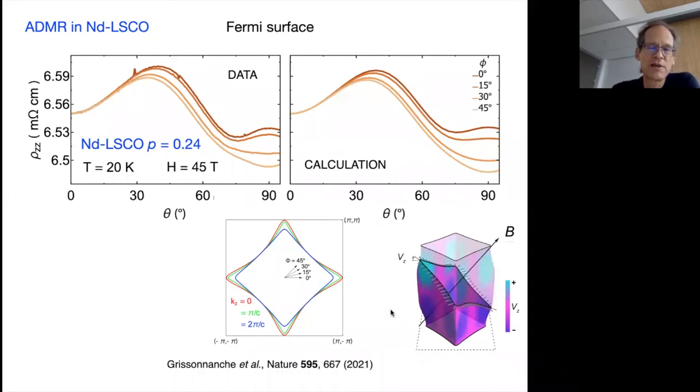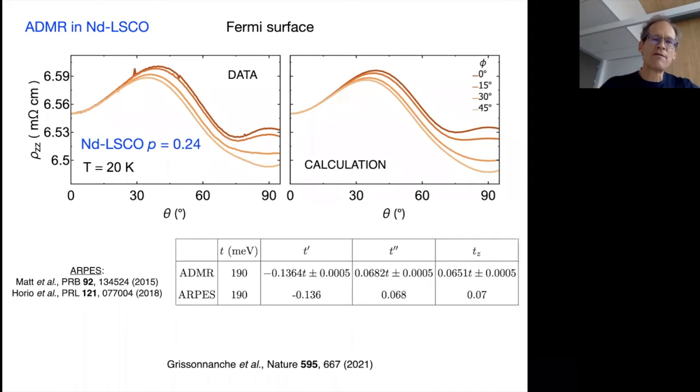It turns out in this particular material, the Fermi surface is not a cylinder, it's not circular, it's actually quite diamond-like. And that's because it's close to a Van Hove singularity at this doping. Okay, so that's for 24%, that's for above P star. And we can compare there with ARPES data. The tight binding parameters that come out of the ADMR fit are given here, and the tight binding parameters measured by ARPES are here, and you can see the agreement is remarkably good.